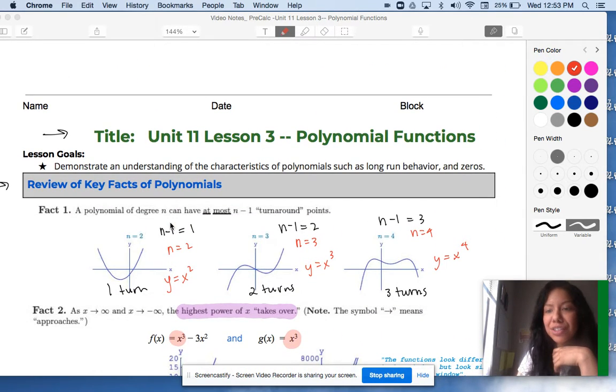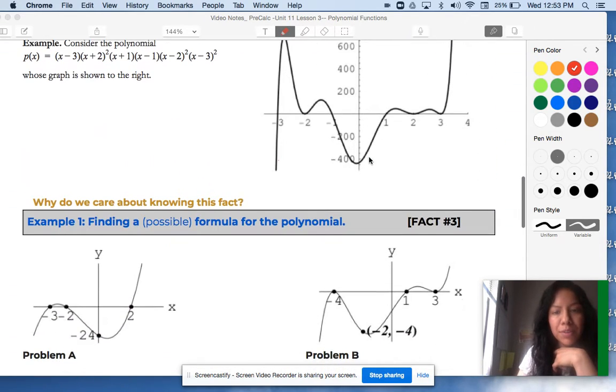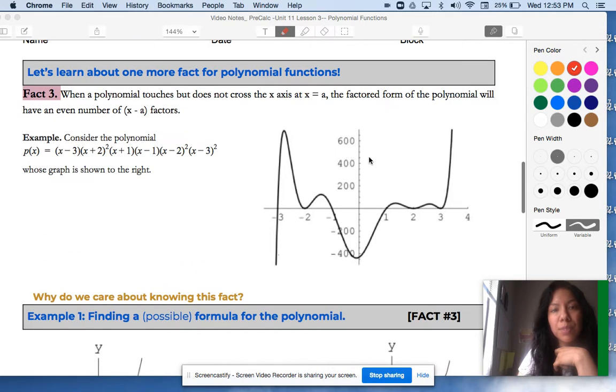If you are just joining for the second video, you want to just pause the video and copy down the title: Unit 11, Lesson 3, Polynomial Functions, and then go ahead and record whatever it is that I have for this part of the video for you.